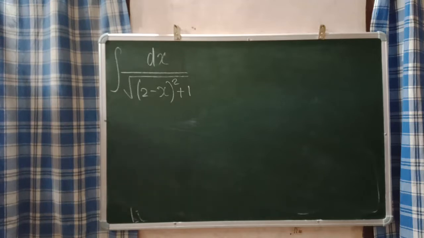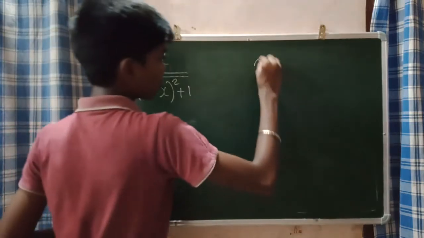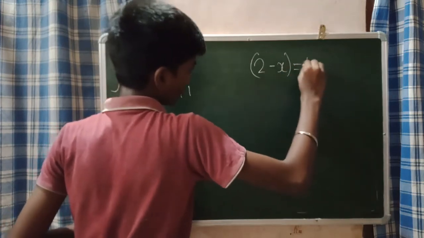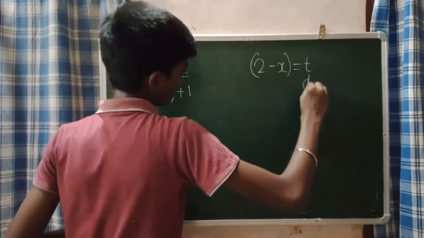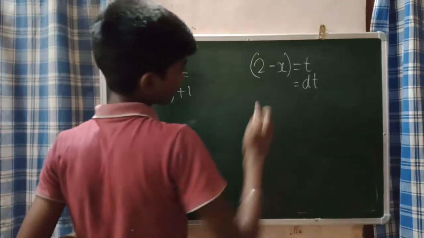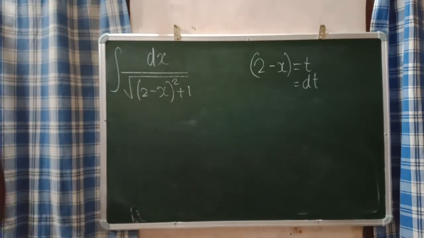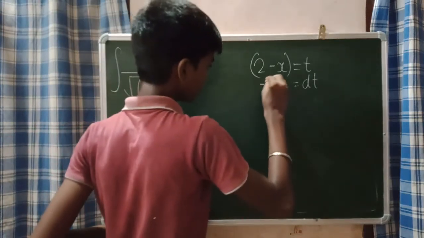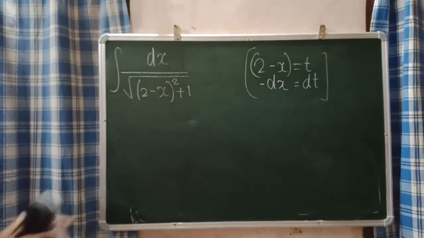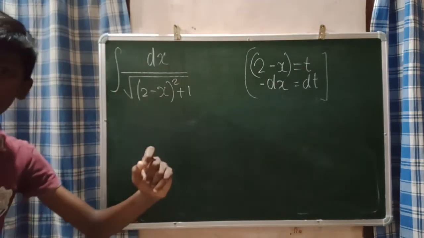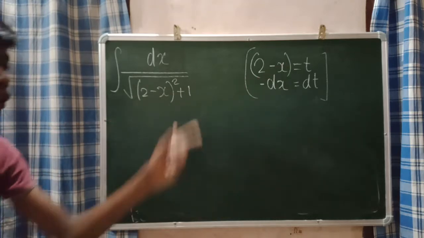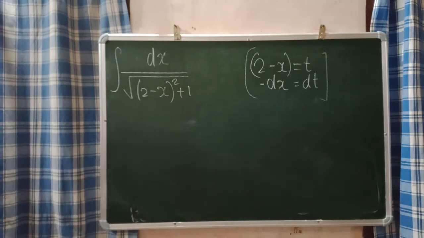In this question, the substitution I'm going to take is 2 minus x as t. When you take 2 minus x as t, then your dt will be nothing but minus dx, because dt is the differentiation of t. The differentiation of 2 is 0 because the differentiation of a constant is 0, and the differentiation of minus x is minus 1. So minus 1 into dx is minus dx, and that gives us dt.